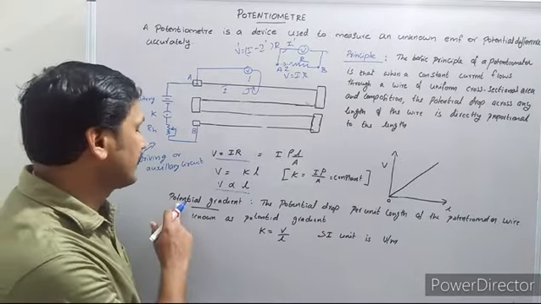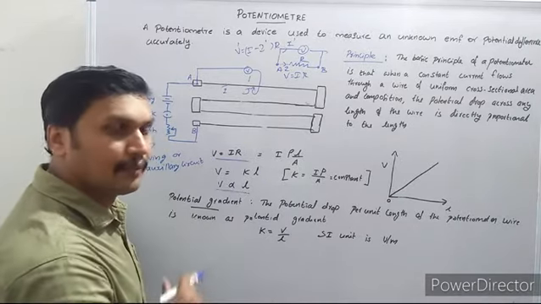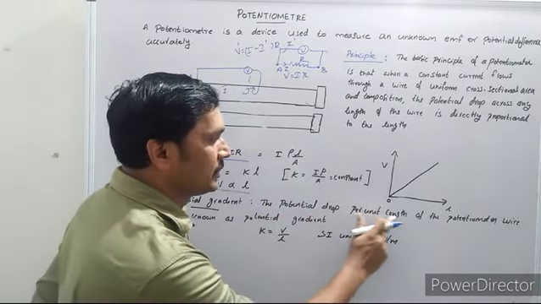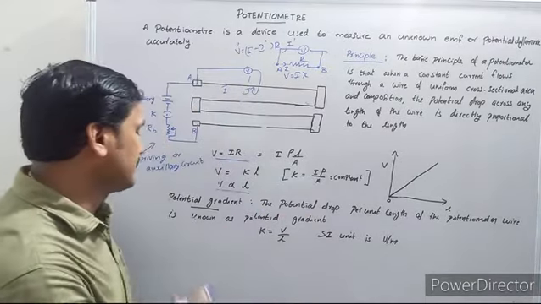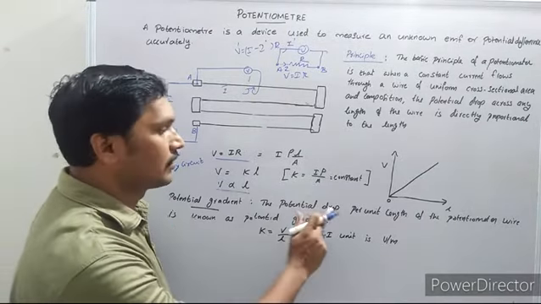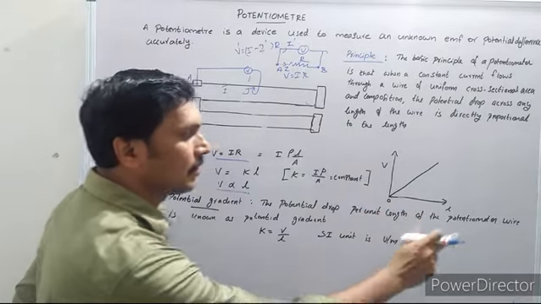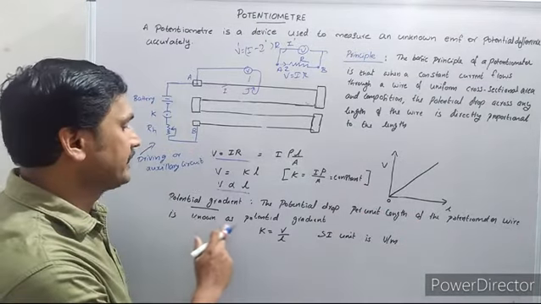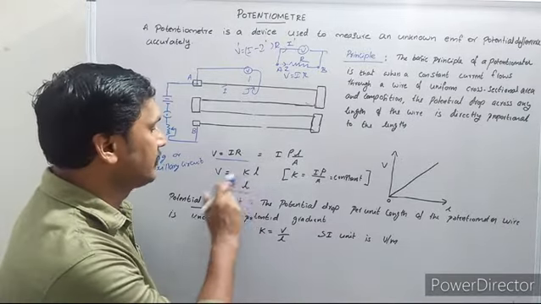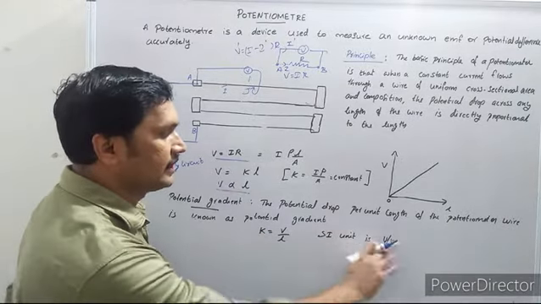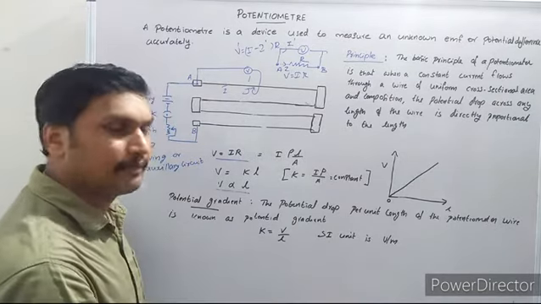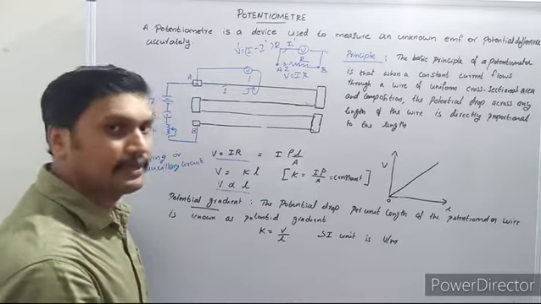And that constant is known as potential gradient. The potential drop per unit length of the potentiometer wire is known as potential gradient. You can write K is equal to V by L. And the SI unit of potential gradient is volt per meter.